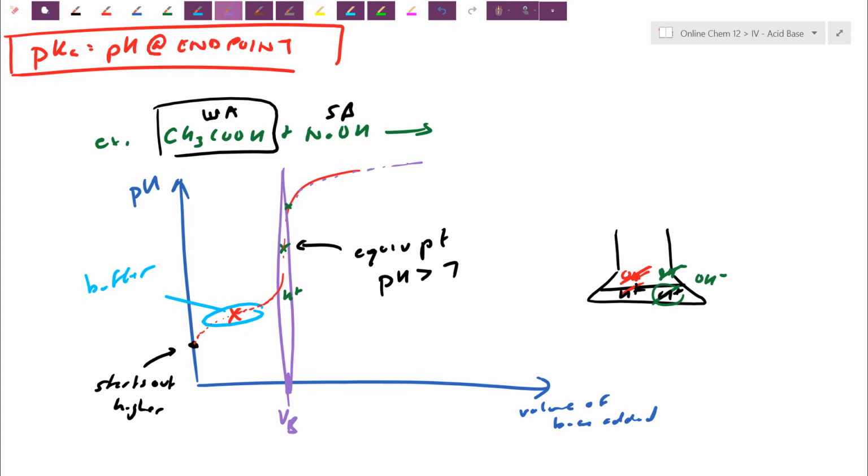I thought at equivalence point, I've just added enough base to actually kill off the acid. That is true. If you take a look at the salt that's generated, we get sodium acetate and we get water.